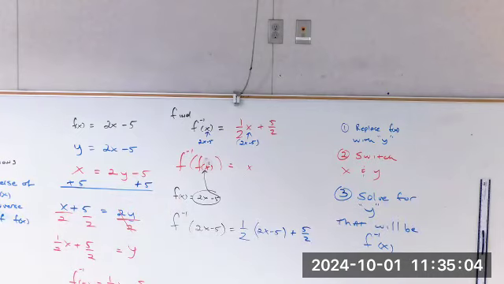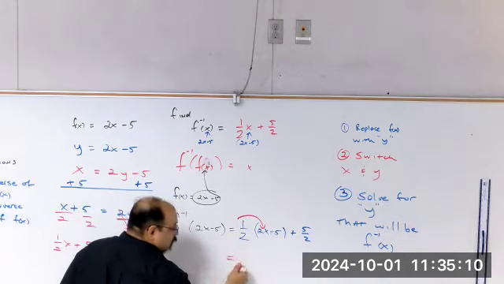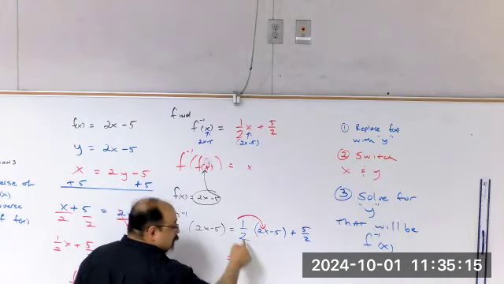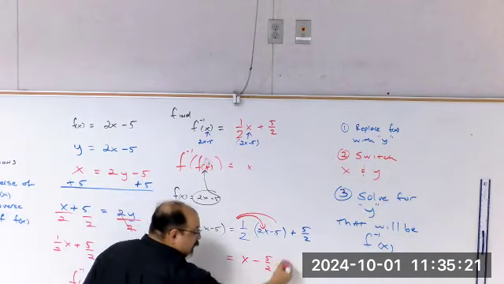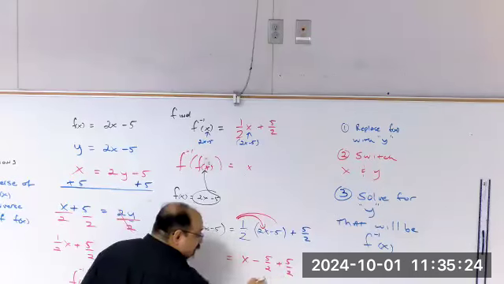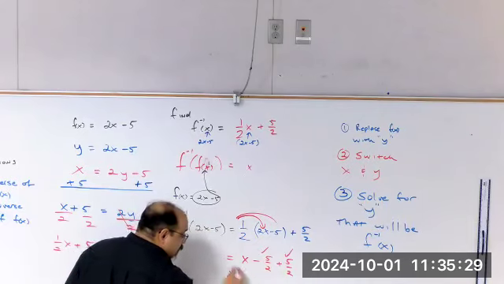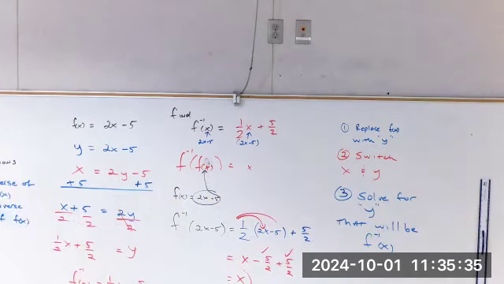Distribute 1/2 times. So it's going to be 1/2 times 2x. What's half of 2? 1. So that's going to be 1x. 1/2 times -5 is -5/2. And then I got a plus 5/2. What's -5/2 plus 5/2? They cancel out. Look what I end up with. It undoes what the other function did. I'm back where I started from because they're inverse functions.